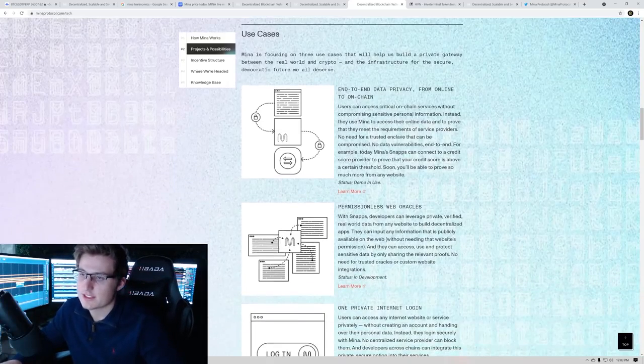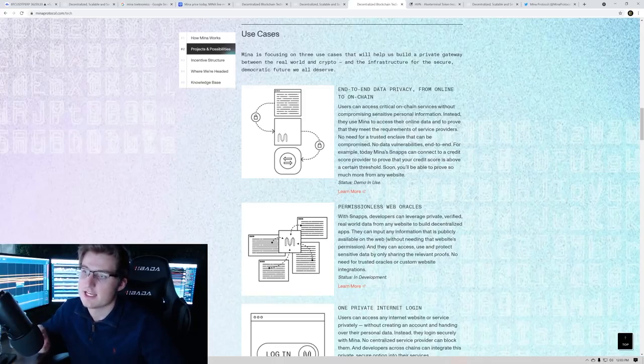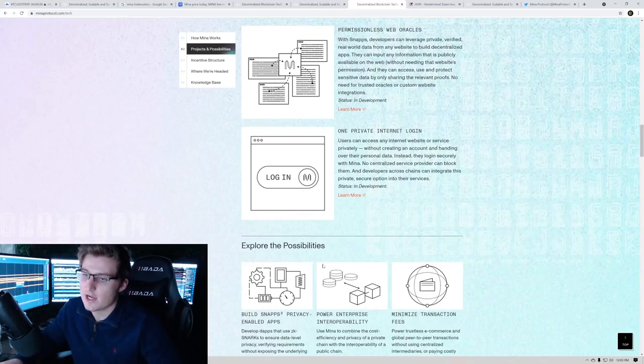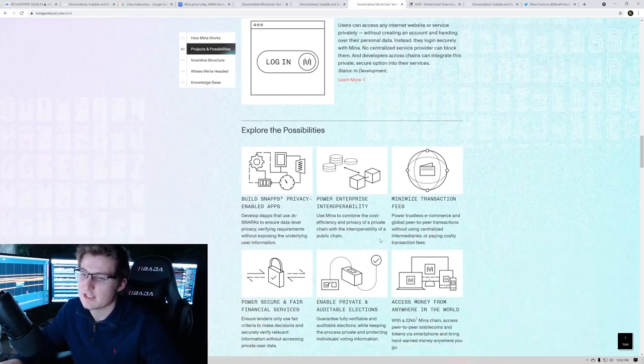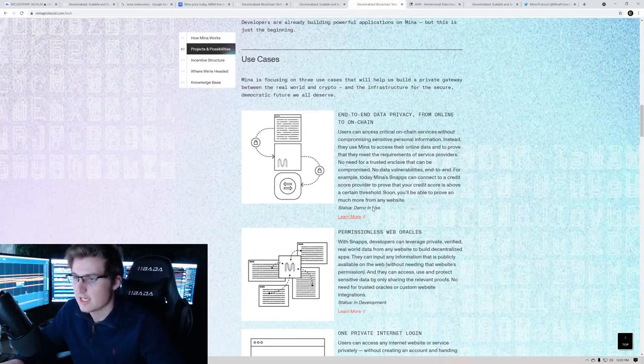It's very important to understand that this offers something different than these other blockchains. They do have quite a use case with their permissionless web oracles, which will be very big in their end-to-end data privacy from online to on-chain. They also have explore the possibilities. This is what they can do in the future. But they've been building since 2017 on this project. And they really do have a lot of things already implemented into their projects that are very, very advanced.